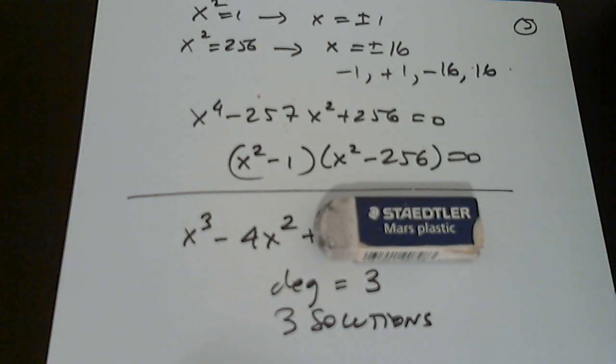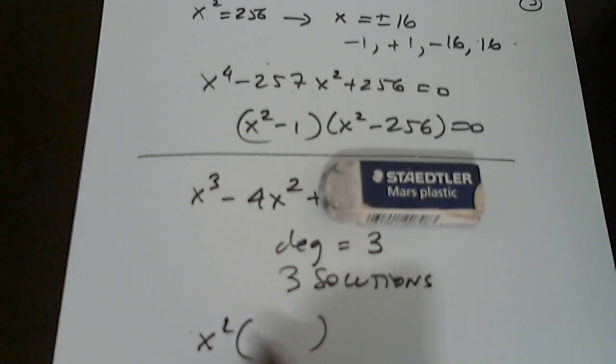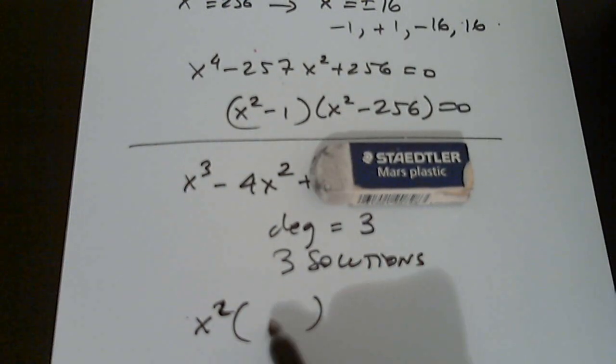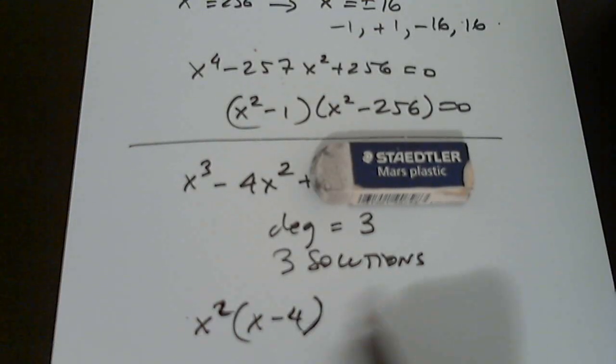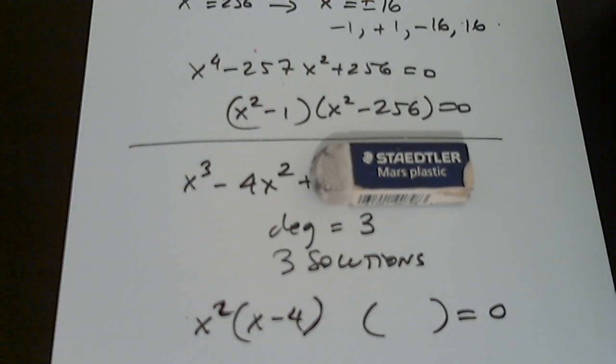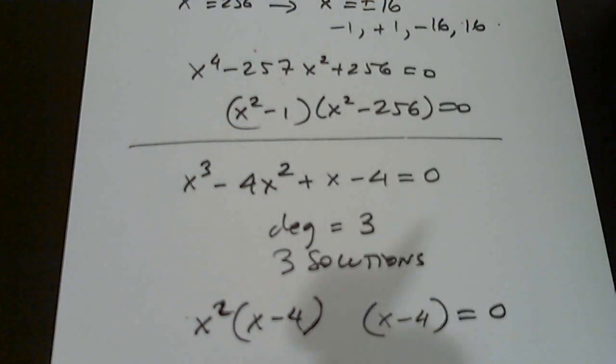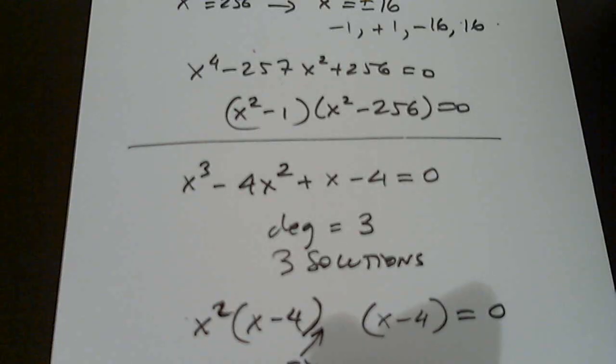X squared. Good. What is left in parentheses? X minus 4. What do I have to have coming out from the other two before I even look? It has to be the same. Absolutely. If it's not the same, then I'm in trouble. I can't factor. Good. I need a sign and factor. Plus. Sign 1. Yes. Plus.